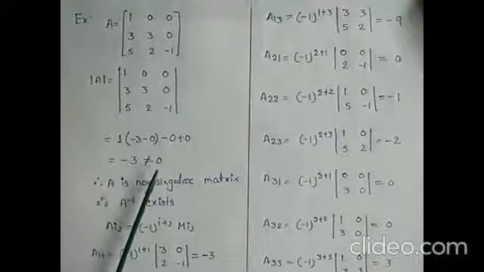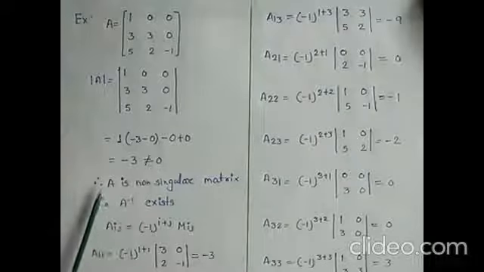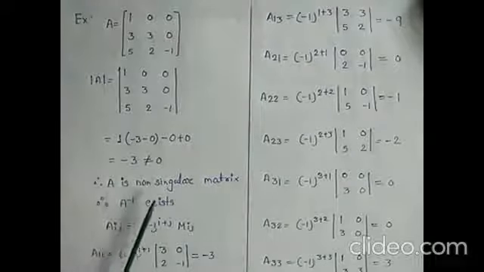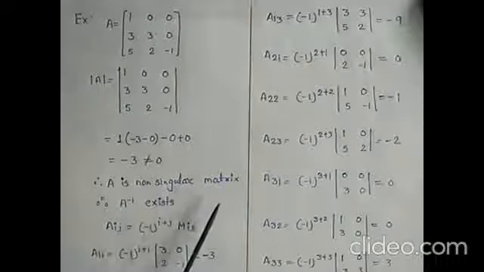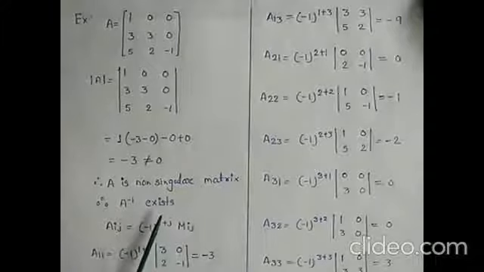What have we got? Minus 3, which is not equal to 0. That means I can say A is a non-singular matrix. Therefore, A inverse exists. Now, what's our job now? As we are going to use the adjoint method, first we will find the cofactors of the elements of this given matrix.